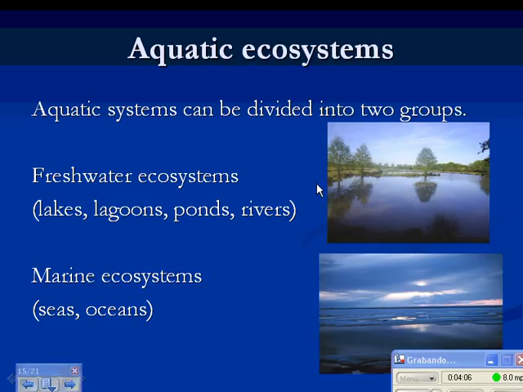Aquatic ecosystems. Aquatic ecosystems can be divided into two groups: freshwater ecosystems, such as lakes, lagoons, ponds, and rivers, and marine ecosystems, which are seas and oceans.